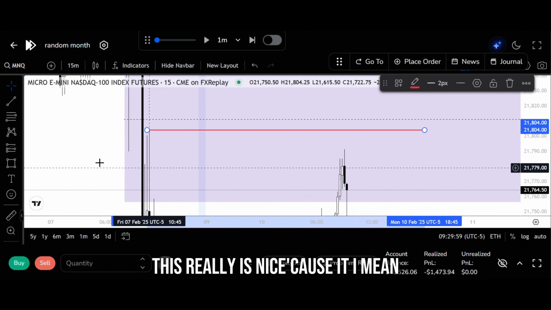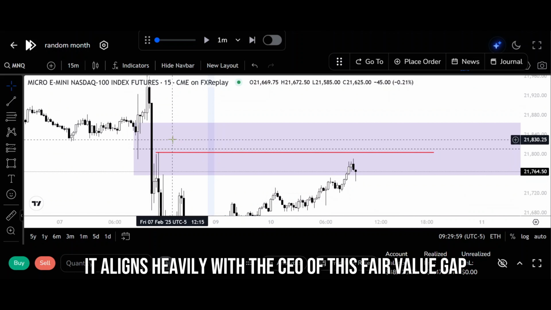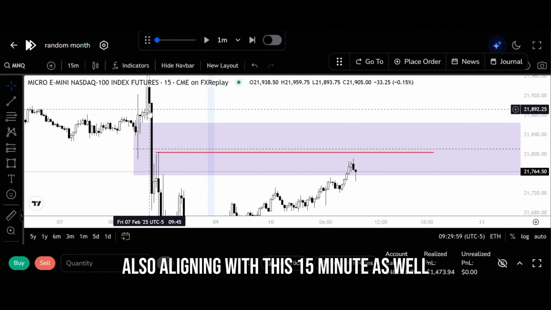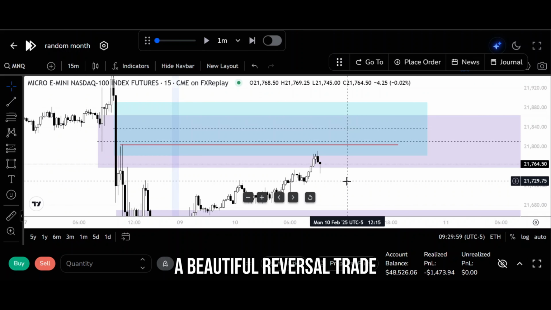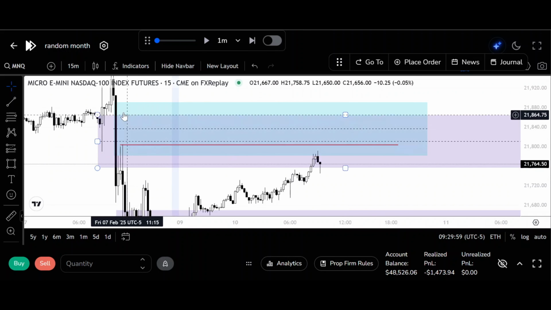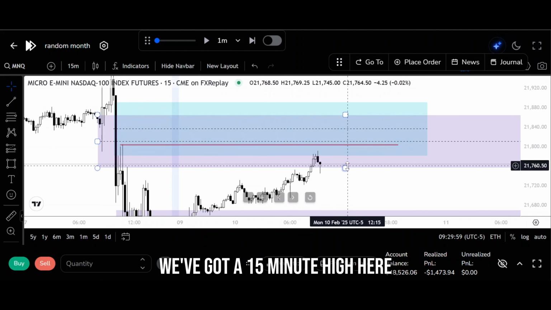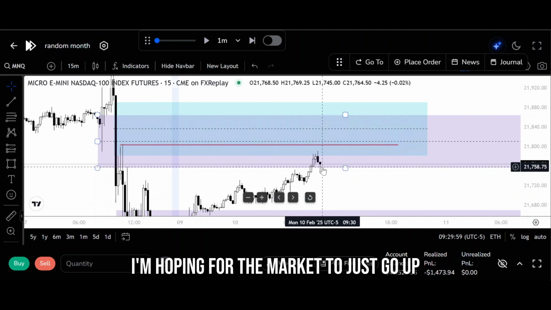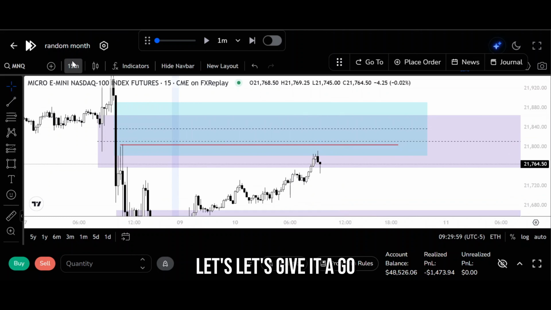I've got these highs. This really is nice because it aligns heavily with the CE of this fair value gap, but also aligning with this 15-minute as well. So we've got a 15-minute gap here. So why am I looking from here? A beautiful reversal trade. 15-minute gap aligning with this 1-hour gap. We've got 15-minute high here. I'm hoping for the market to just go up, give us a nice inversion, and sink down. Let's give it a go.